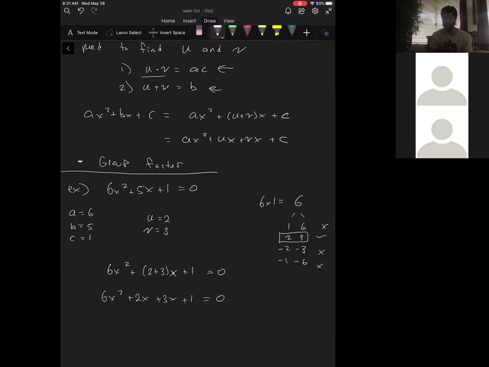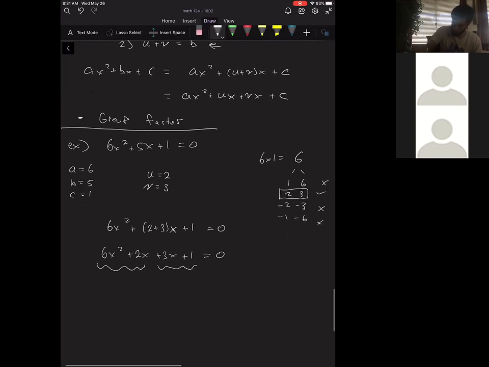And now this is where we said we need to group and factor. So once we do it in this step, it doesn't matter, and also it doesn't matter which order. You could put the 2 in front or the 3 in front. All you have to do is just rewrite that middle term as the u plus v thing. So what we're going to do now is group these first two together and these last two together, and we're going to factor just those two separately.